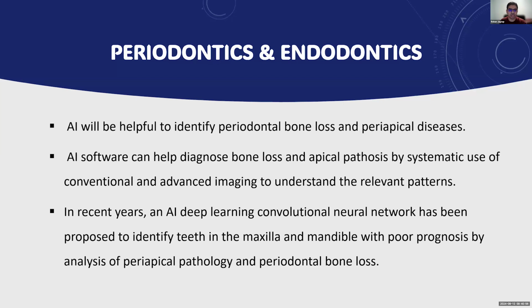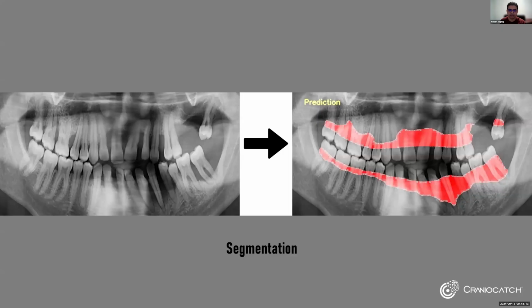Perio and endo, basically in periodontology, a lot of periodontal bone loss, plaque detection, also calculus detection. These are the applications as of now. In endodontics, we do periapical pathology, working length determination. I will show you this image of segmentation. This is a panoramic radiograph of a patient, and as you can see, AI is able to identify it completely.